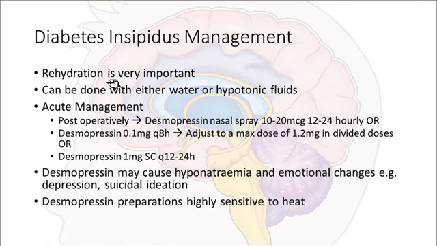Diabetes insipidus is managed firstly with rehydration, right? And this can be done with either water or hypotonic fluids. Post-operatively, they may require treatment, so this is post-operatively where they've actually had surgery on their pituitary. For example, one of the causes is transsphenoidal resection of a pituitary adenoma.